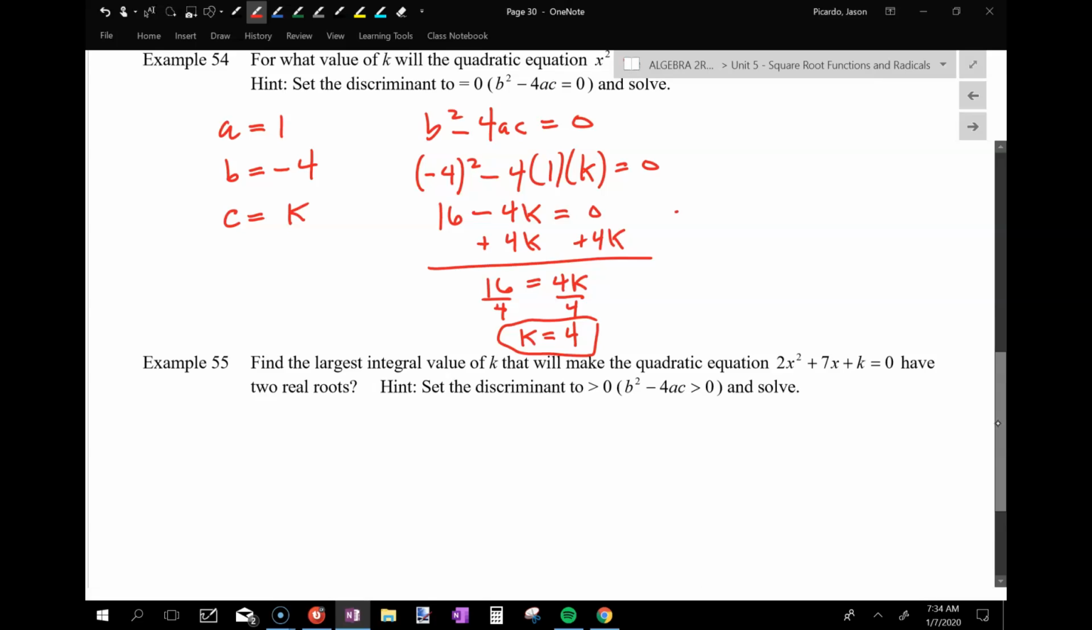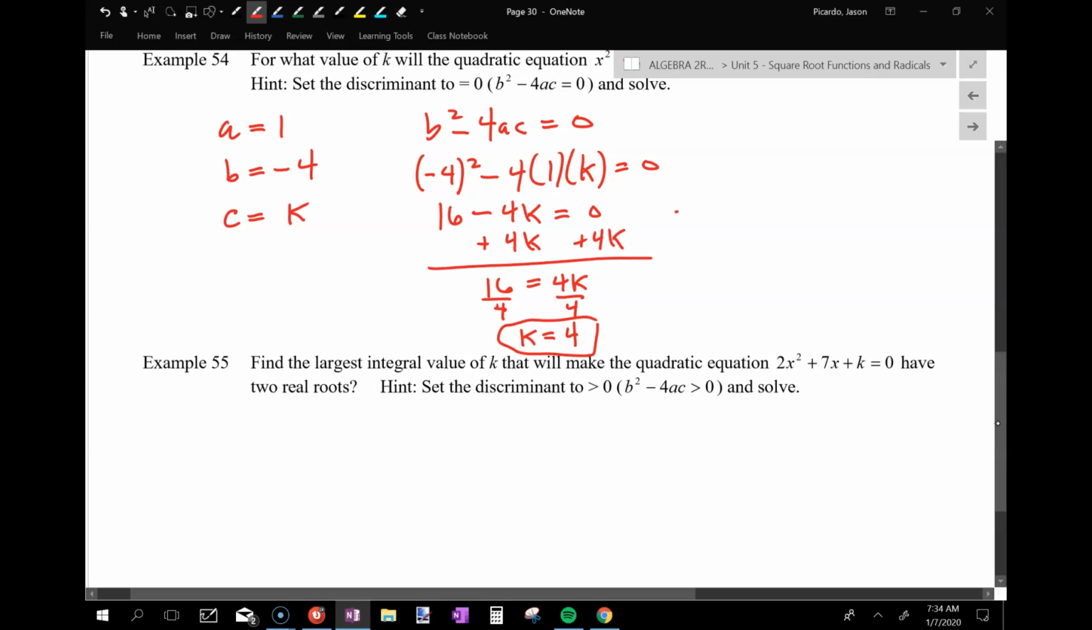is find the... and again, this is where if you don't read and you don't understand vocabulary, you're kind of in trouble. It says find the largest integral value of k. What does that mean? When I say integral value, integer. In other words, can my answer be any decimal or fraction? No. So I want the largest integer that's going to work for this problem. And what do I want to have? I want to have two real roots.